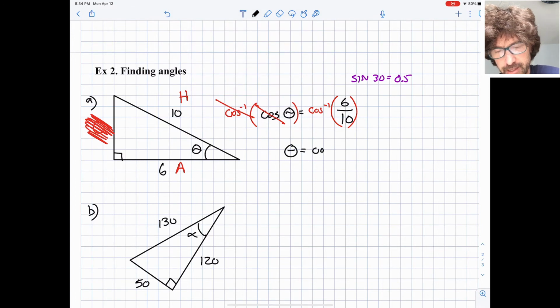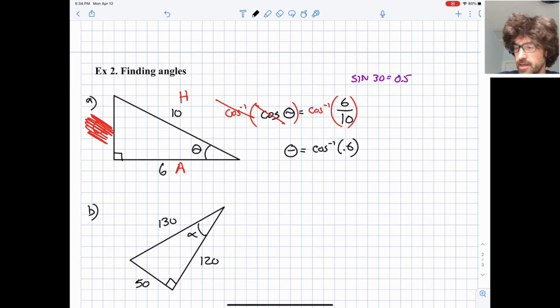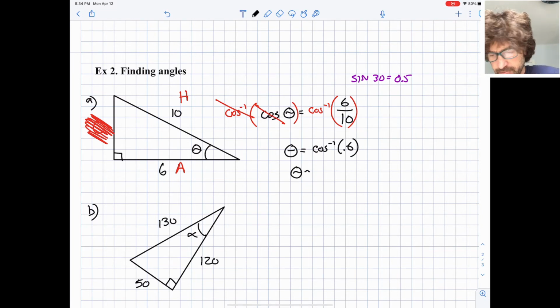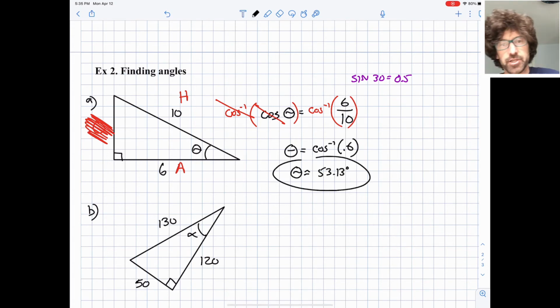And we want to find the inverse cosine of 6/10, which is 0.6. Okay? And so I would go to your calculator and try to find that. And I get theta is roughly 53.13 degrees. So you can check that on yours, make sure you're doing the calculator correctly.